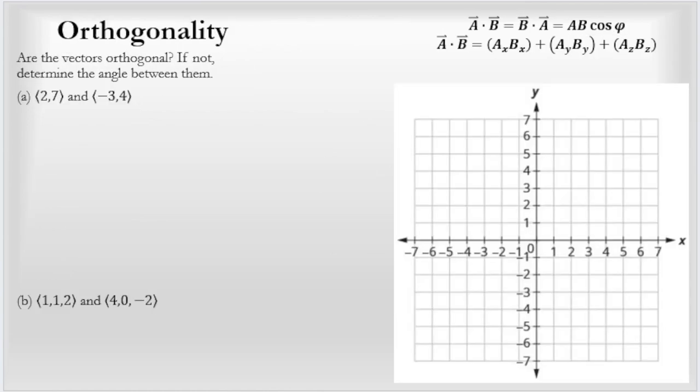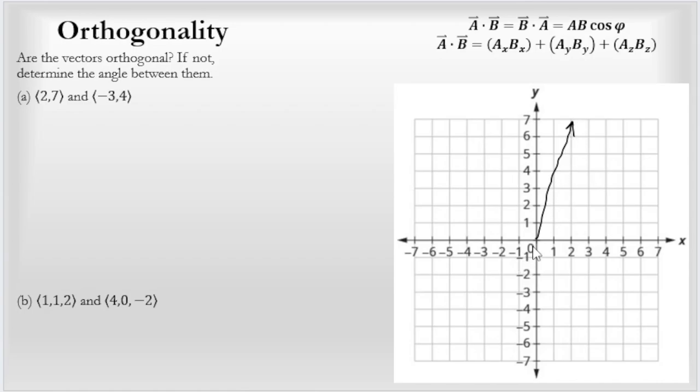Let's look at this next problem. I chose to emphasize the idea that the dot product gives a measure of how orthogonal two vectors are. There are two examples here. One's in 2 space, the other's in 3 space. Are the vectors orthogonal? If not, determine the angle between them. I put the coordinate system over here for the first example. If I draw these two vectors, 2, 7, I'm just going to start them at the origin. They could be out in space somewhere, but I'll start them at the origin so that we can see the angle between them.